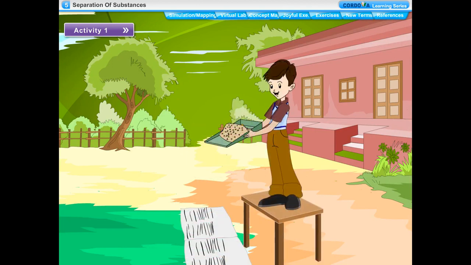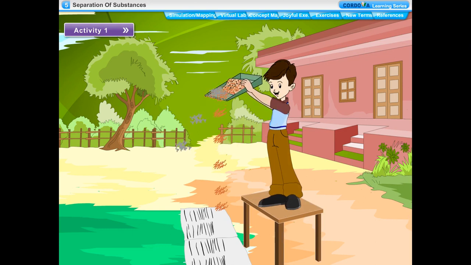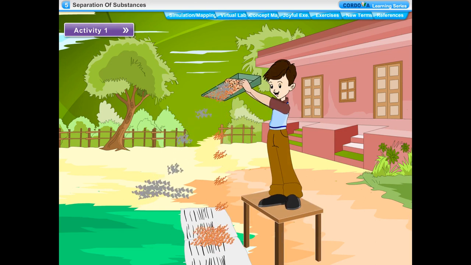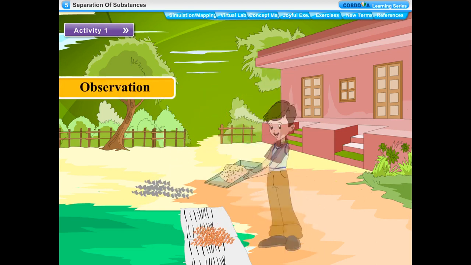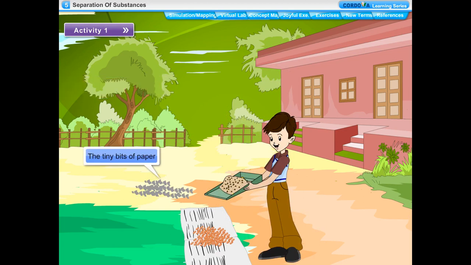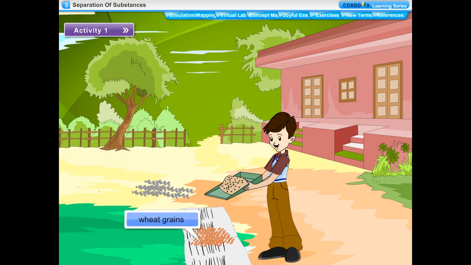Stand on a chair and allow the mixture of wheat grains and tiny bits of paper to fall down from a height by shaking the plate continuously. Observation: the tiny bits of paper, being lighter, are carried away by the blowing air (wind) to a greater distance. So, the bits of paper form a separate heap at a little distance away from the heap of wheat grains.